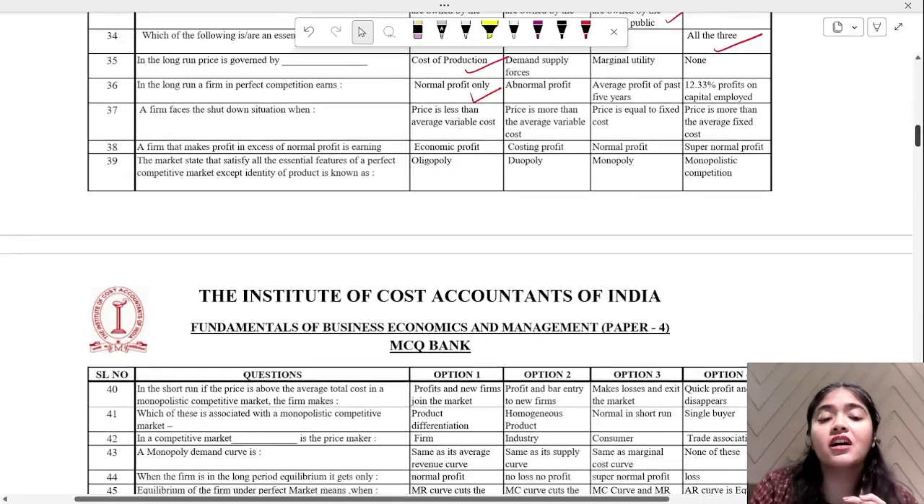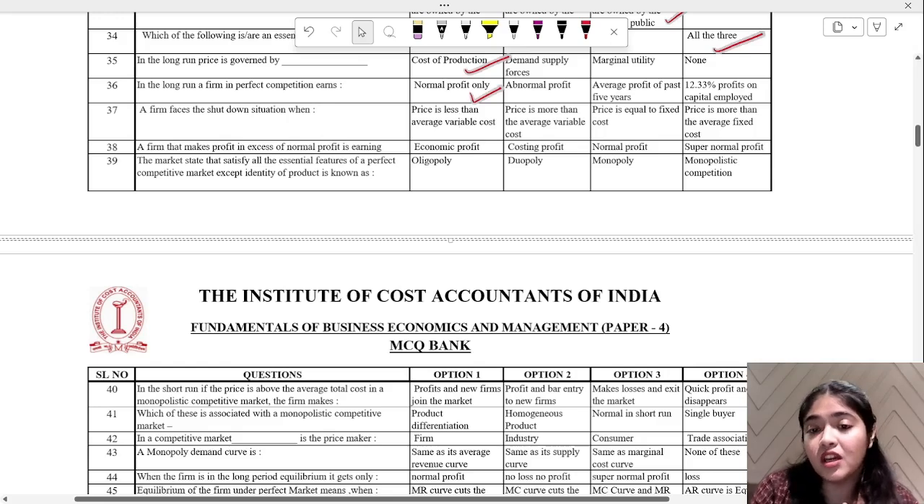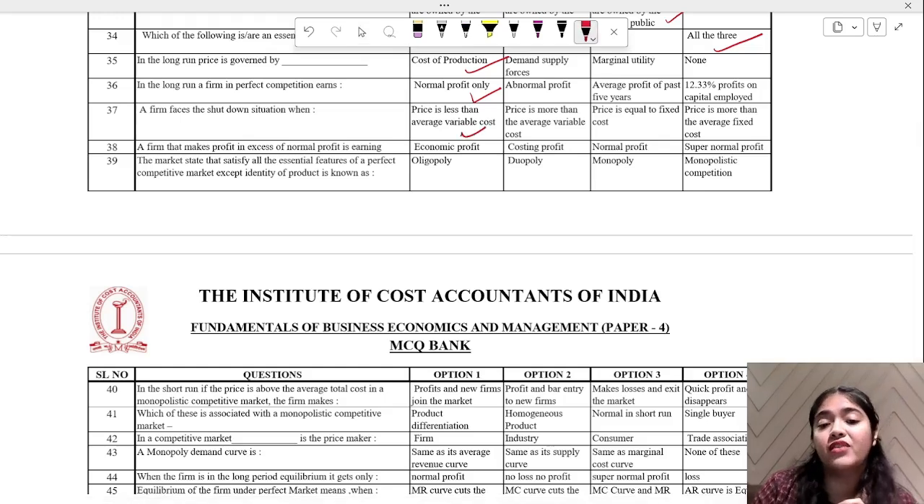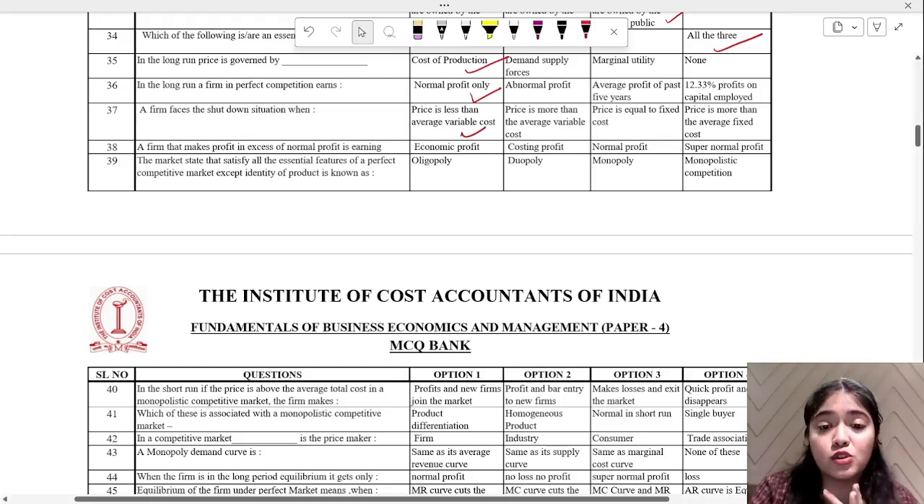A firm faces the shutdown situation when price is less than average variable cost, price is more than average variable cost, price is equal to fixed cost, or price is more than the average fixed cost. Yes, correct. Price is less than average variable cost. You are not able to recover that much also.